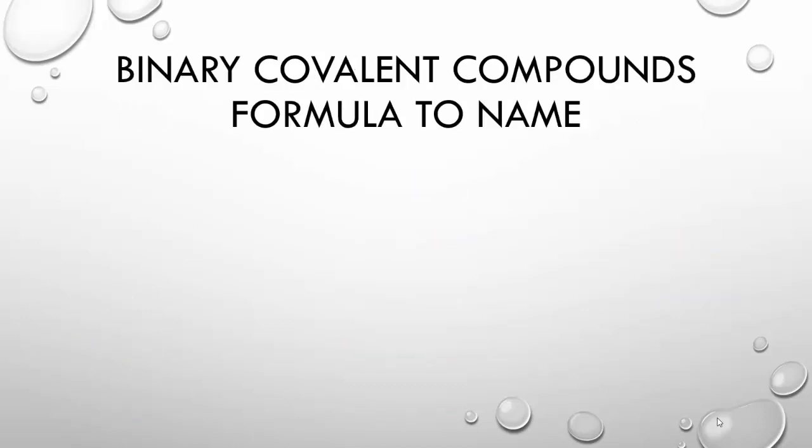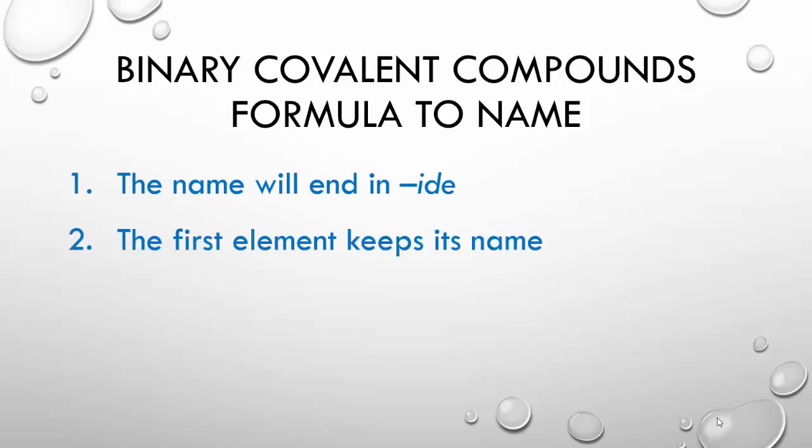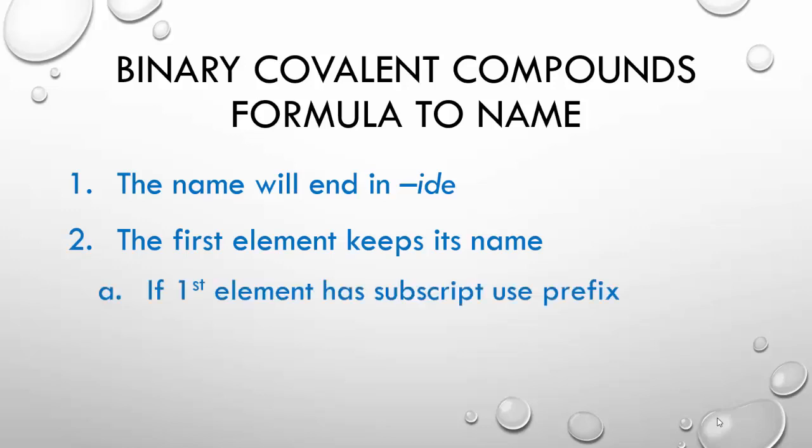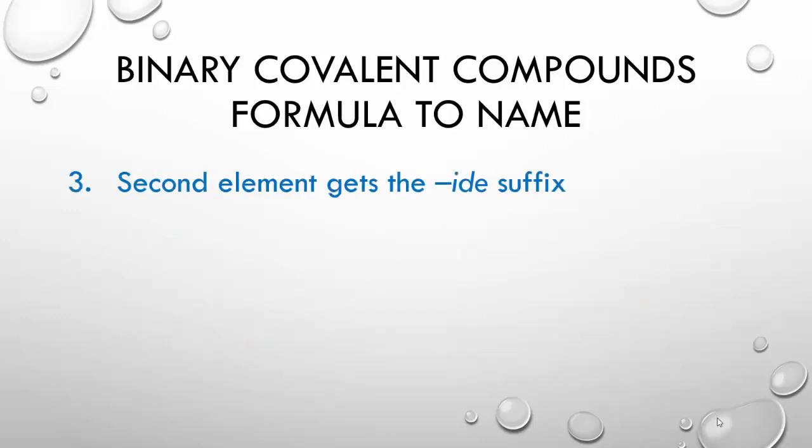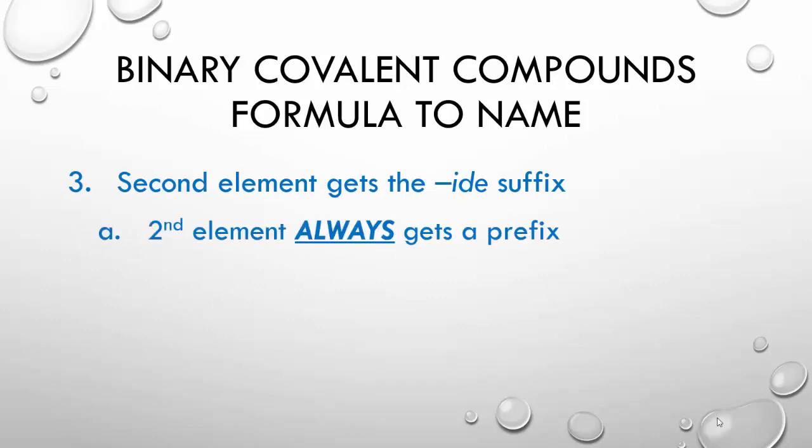So we start with going from formula to name, and here are the rules you need to follow. First of all, the name of the compound will end in IDE. The first element always keeps its name. If it has a subscript, you're going to need to use the prefixes, but the first element in the formula never uses mono. The second element will get the IDE suffix. You're going to change the ending. The second element always gets a prefix, and then just simply put the two words together.